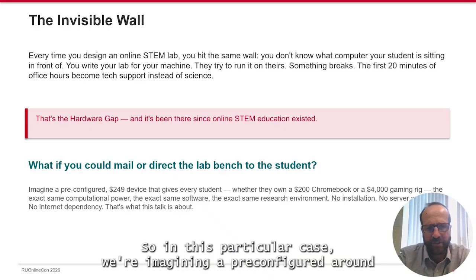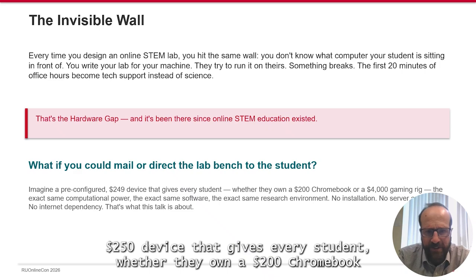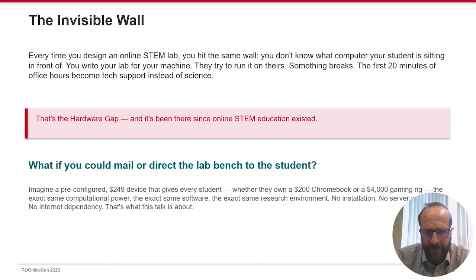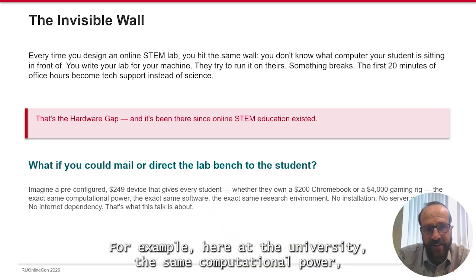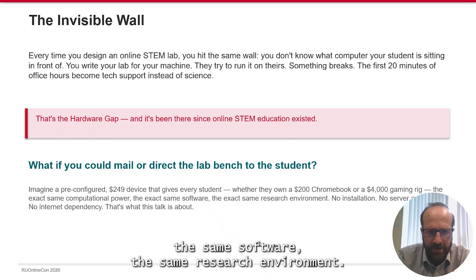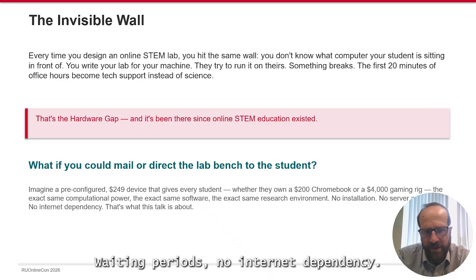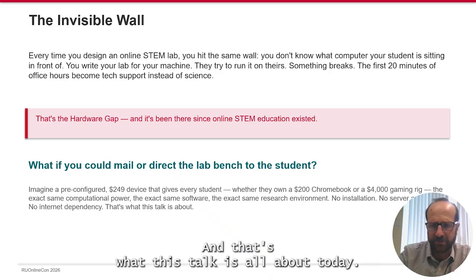In this particular case, we're imagining a pre-configured device at around $250 that gives every student, whether they own a $200 Chromebook or a $4,000 gaming rig, or have access to online cloud or supercomputer access, for example here at the university, the same computational power, the same software, the same research environment. It standardizes it. No installation, no server waiting periods, no internet dependency. And that's what this talk is all about today.